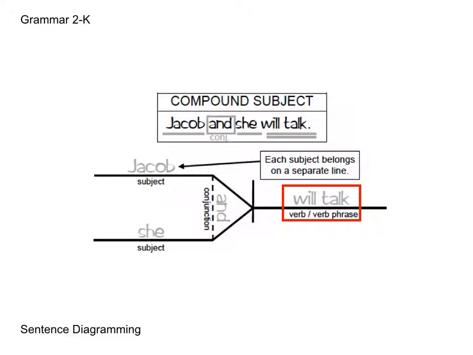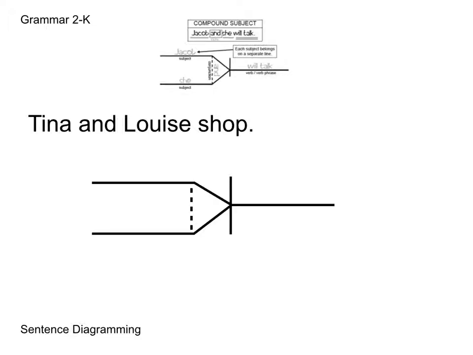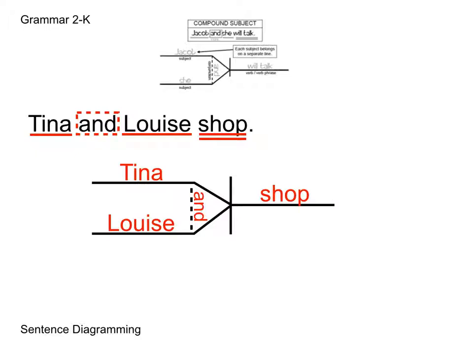Now we're going to make our own sentence diagram. So we have Tina and Louise shop. So here's our structure with a little triangular section. And we're going to put our subjects down so that we have Tina and Louise both on the subject lines. And then we have our conjunction and then we have our verb shop on the other side of the vertical line. And that's how you would diagram this sentence.